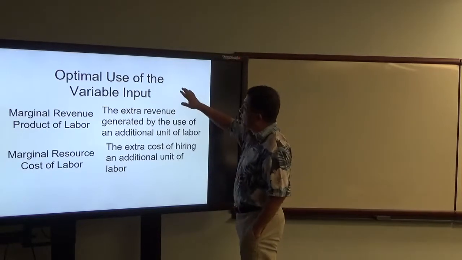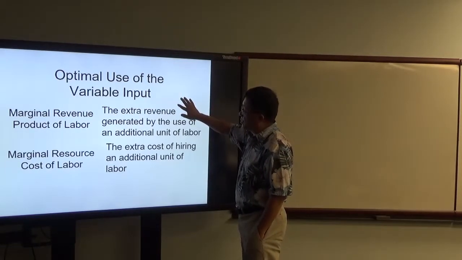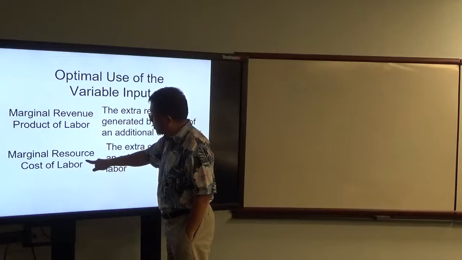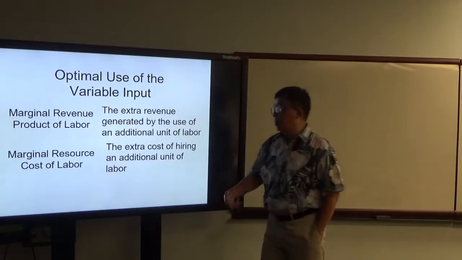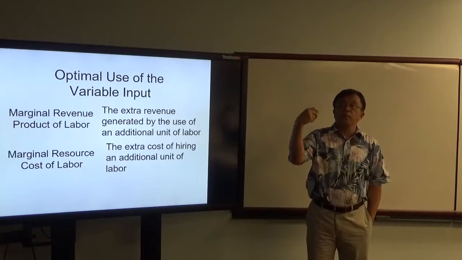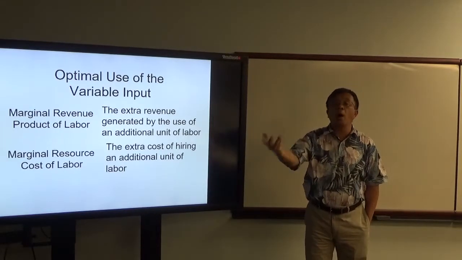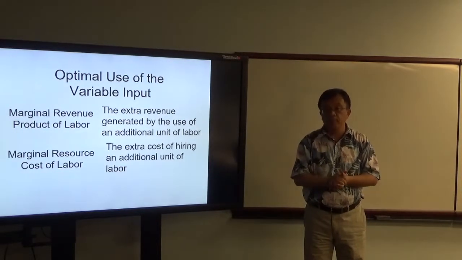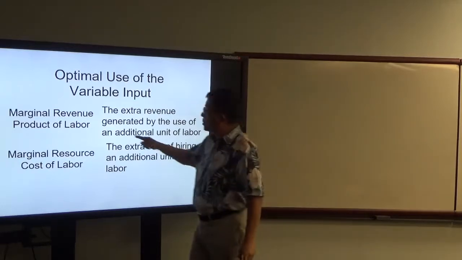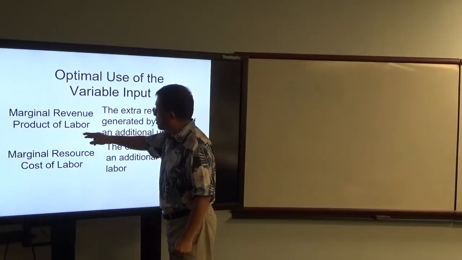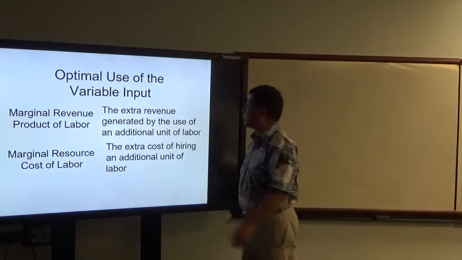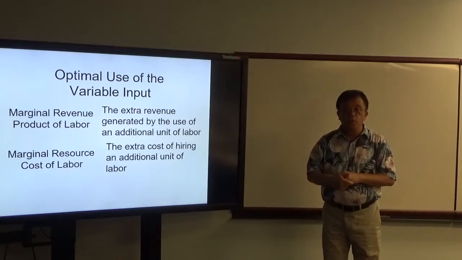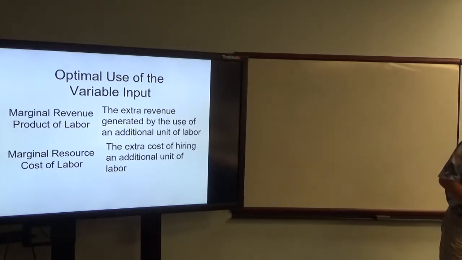So the optimal use of a variable input like labor. We will take a look at what's called the marginal resource cost of labor. Now what is the marginal resource cost of labor? If you use one more labor, what is the additional cost? Which is basically determined by the wage rate, right? Additional cost. And then the marginal revenue product of labor. What's the marginal revenue product of labor? The additional revenue generated by each additional use of labor.